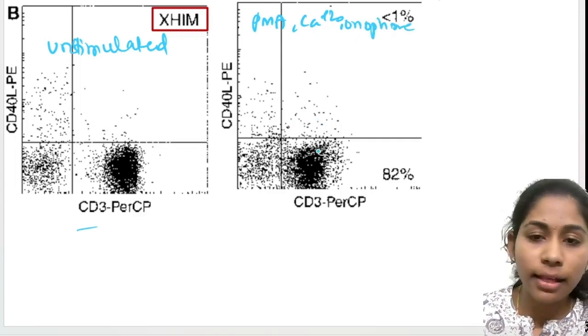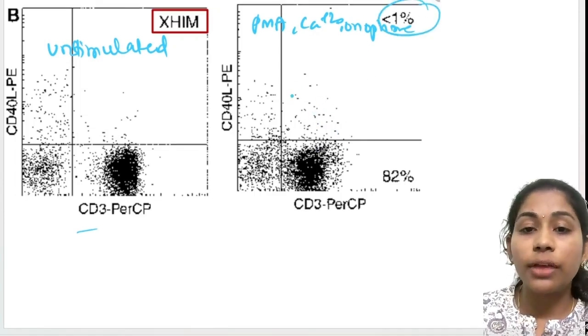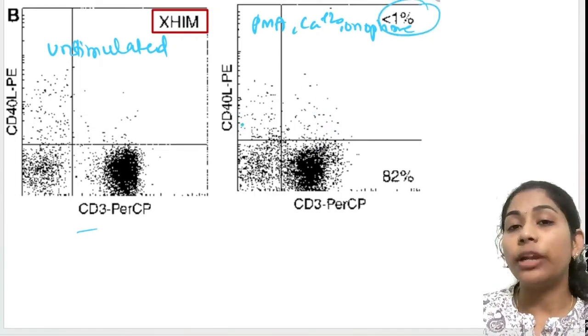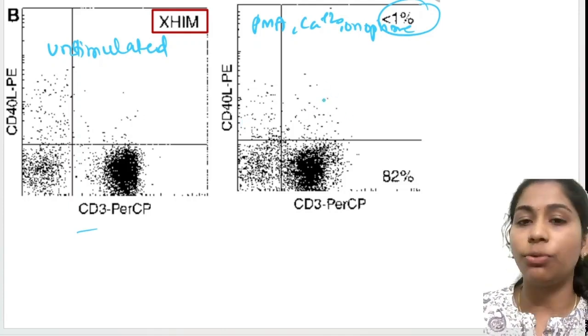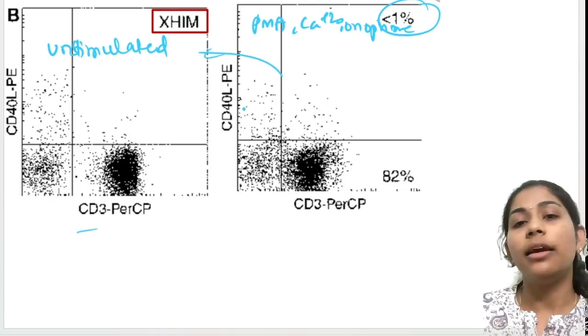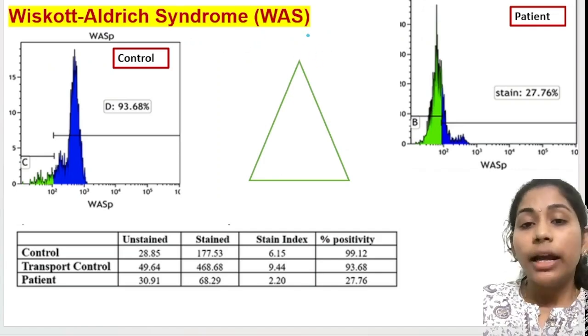We have stimulated the T cells, but even after stimulating, see, less than 1% of cells are expressing this CD40 ligand. Most of the cells are not expressing the CD40 ligand. That means CD40 ligand is defective. That's why this patient has X-linked hyper IgM syndrome. Understood? Yes.